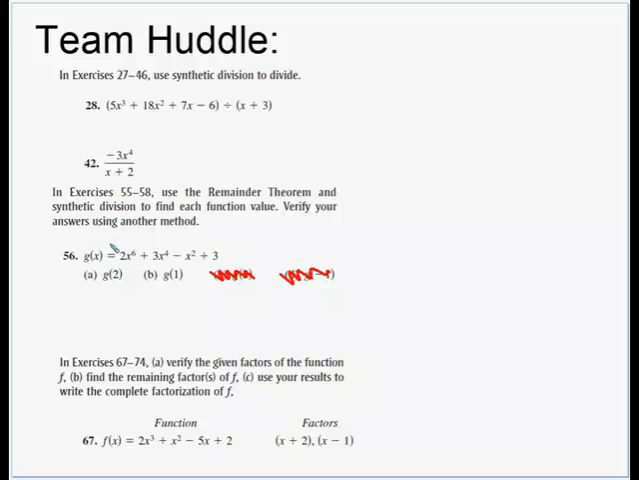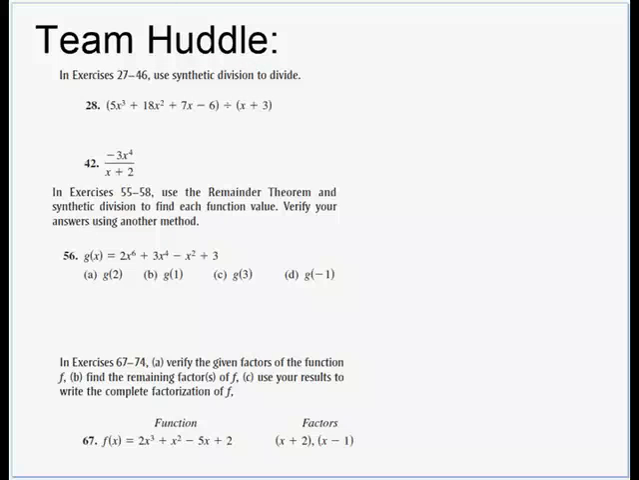So what you could do is synthetically divide this by 2 and then see what your remainder is. That should be the same as if you just take this 2 and plug it right in and see what pops out of the function. Same thing here for B, g of 1. Let's see here, 67 is verify the factors, find the remaining factors, use the results for the complete factorization. So it's just like the last example. Here is a function. Here are 2 given factors. Use synthetic division to divide them out and find the remaining factor. So pause the video and give those a try. Start her back up and see if you got them.